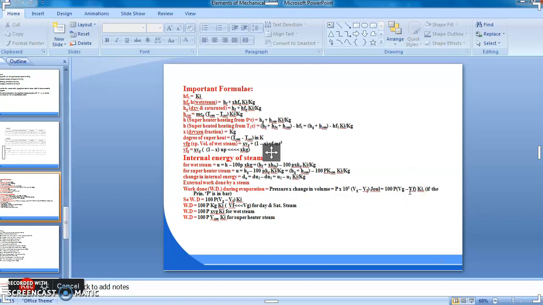And from table 3, we can get the specific volume, internal energy, enthalpy and entropy of a superheated steam. Here we shall discuss some important formulas, which we have already discussed. hf in kilojoule is the sensible heat. hfg is the latent heat of evaporation, and the enthalpy of wet steam is hf plus x hfg in kilojoule per kg. hg is the enthalpy of the dry saturated steam, and h super is the enthalpy of a superheated steam, that is equal to m Cp (T super minus T saturation).